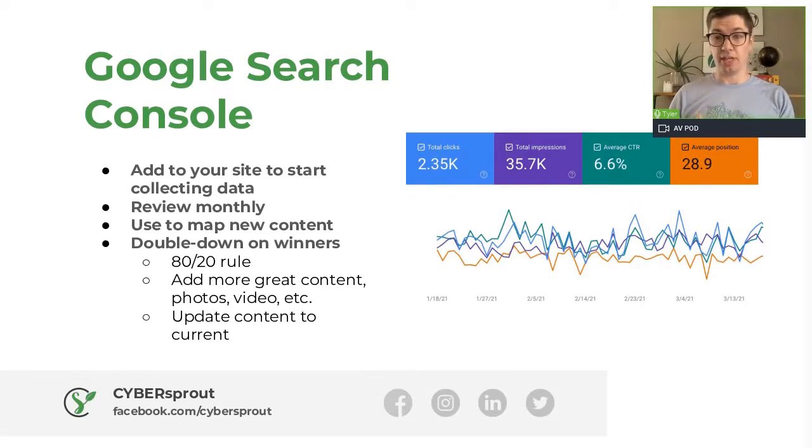Now, 6.5% is actually a pretty solid rate. A lot of times these come in at 1 to 2% for general topics like this. You usually see really high click-through rates for your brand name. So if somebody searches CYBERsprout, most likely they're searching for CYBERsprout. There's not really much in terms of competition there.